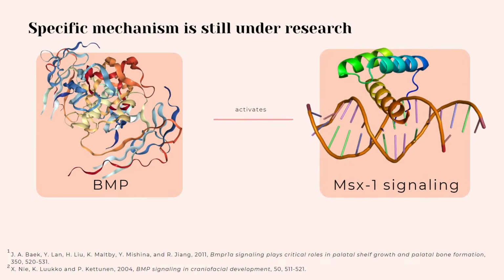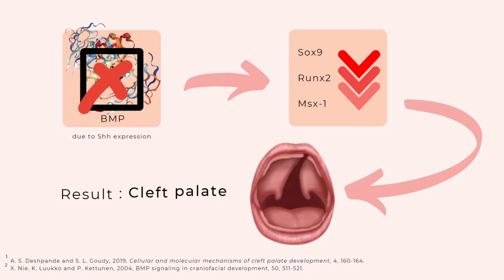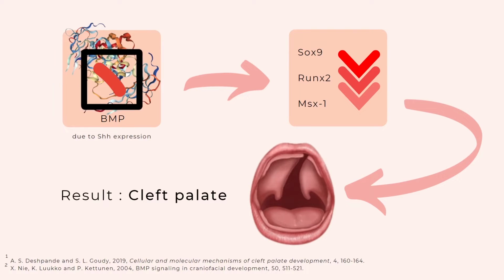Although the specific mechanism is still in research, it is believed BMP induces MSX1 signaling that is essential for palate development. Hence, inhibition of BMP pathway by SHH expression resulted in the alteration and/or deletion of previously mentioned genes and signaling pathways, stimulating the cleft palate formation process.